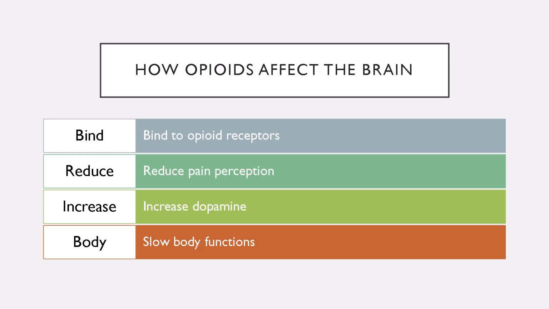Opioids affect the brain by binding to the opioid receptors, and those receptors are located in the areas that are responsible for pain, reward, and basic life functions.